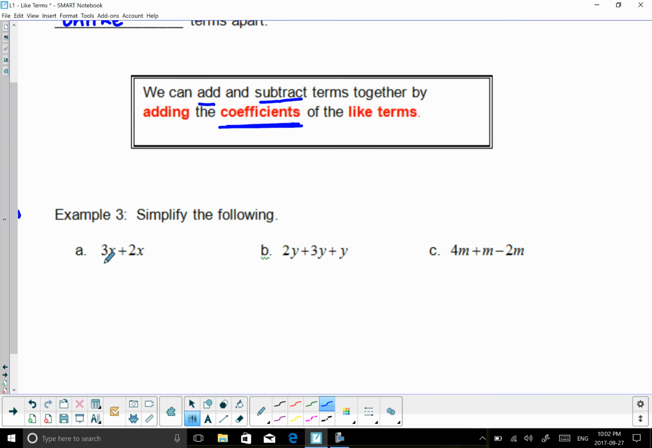So here, this means that I have 3 x's. And I have 2 x's. And I want to add those x's. So they're the exact same object. They're all x's. So I can simply do 3 plus 2, which gives me 5. And now together I have 5 x's.